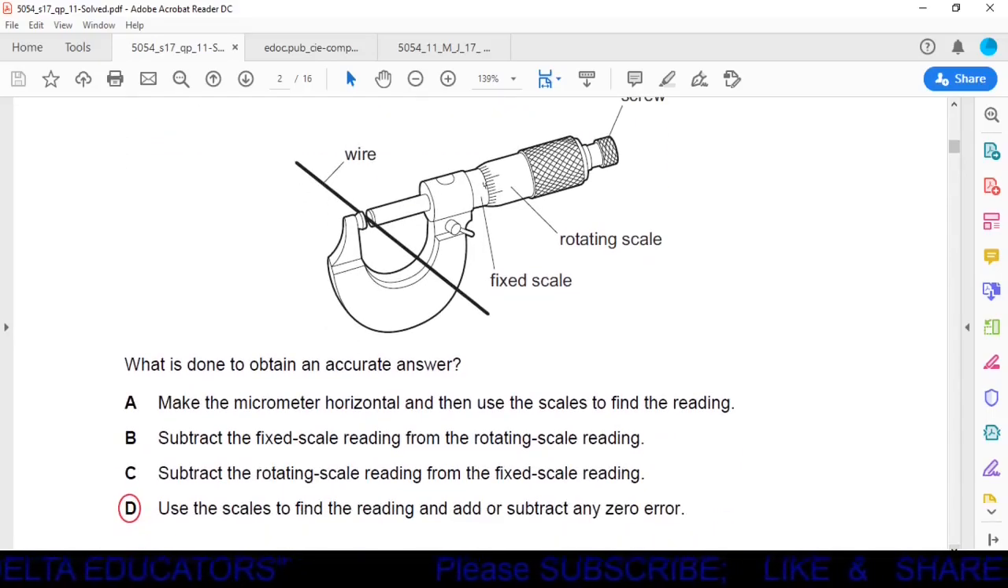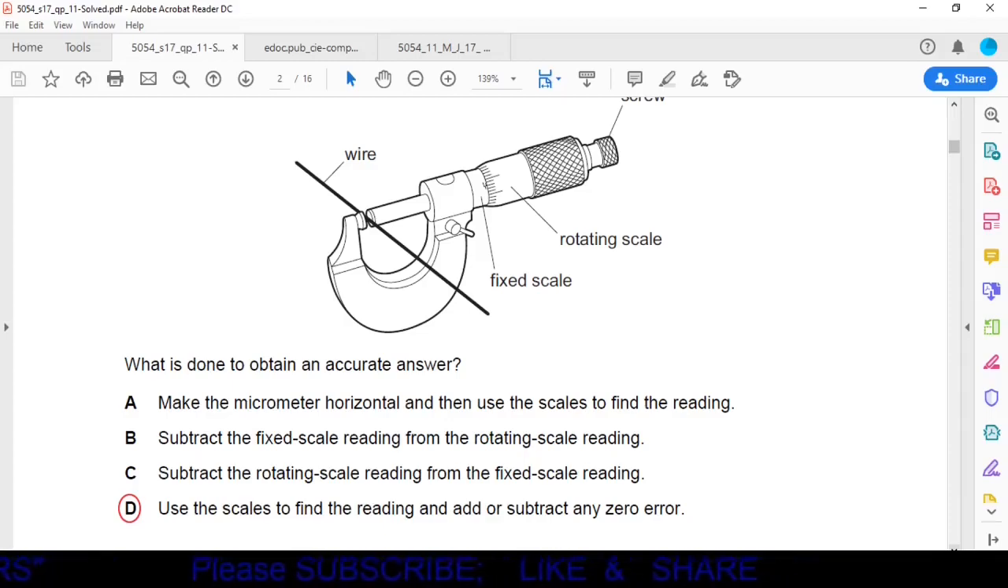Option A. Make the micrometer horizontal and then use the scales to find the reading. Option B. Subtract the fixed scale reading from the rotating scale reading. Option C. Subtract the rotating scale reading from the fixed scale reading. Option D. Use the scales to find the reading and to add or subtract any zero error. Okay, option D is the correct one. Use the scales to find the reading and add or subtract any zero error.